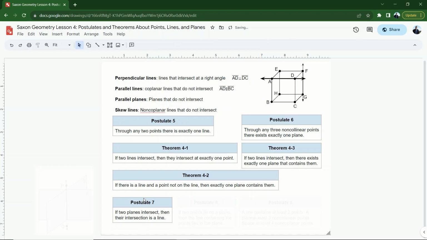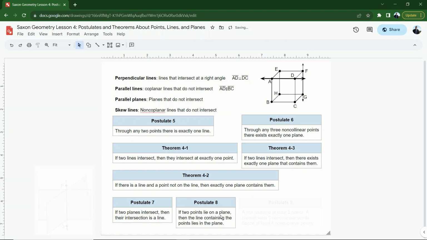All right, continuing onward. Postulate 7. If two planes intersect, then the intersection is a line. Here we see that plane ABC intersects plane HBC. Okay, so this front plane intersects the bottom plane. What do they intersect at? They intersect at a line, line BC. All of the points on line BC lie on both planes. That's really the key there.